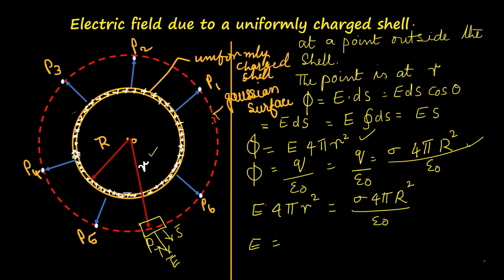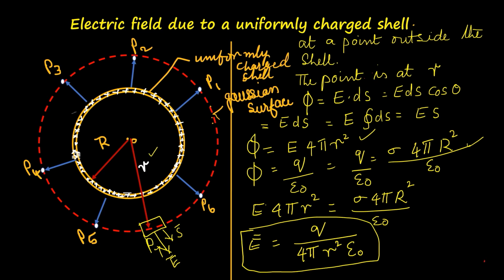From this, E is equal to Q, because sigma 4 pi R square is equal to Q, divided by 4 pi small r square into epsilon naught. So electric field outside the uniformly charged shell is given by the formula, I will rearrange this, E is equal to Q by 4 pi epsilon naught r square.